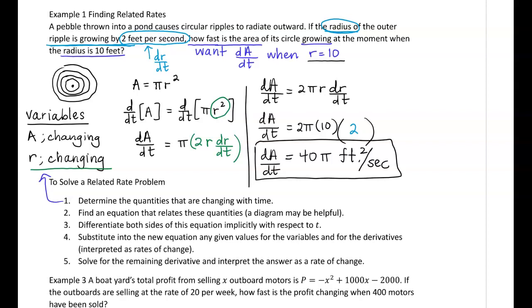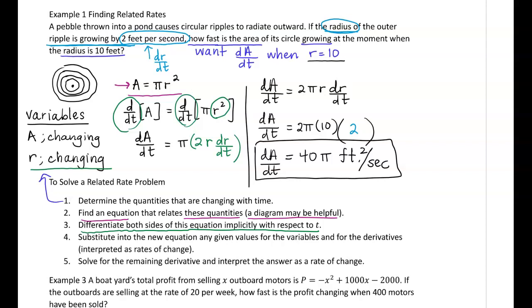We then went on to find an equation that relates these variables. Sometimes it's useful to help make a diagram. So we did make a diagram, and we also started with an equation that relates those variables, simply the area of a circle. We then went in and we differentiated both sides of the equation implicitly with respect to t. So that's when we came in and we put these d/dt's on both sides of that equation.